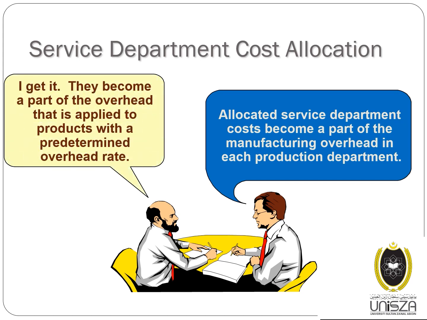Next, they become a part of the overhead that is applied to products with a predetermined overhead rate. So allocated service department costs become a part of the manufacturing overhead in each production department.